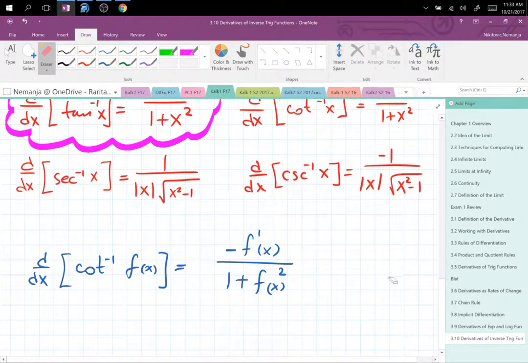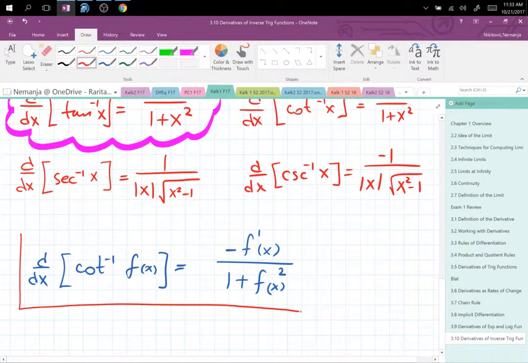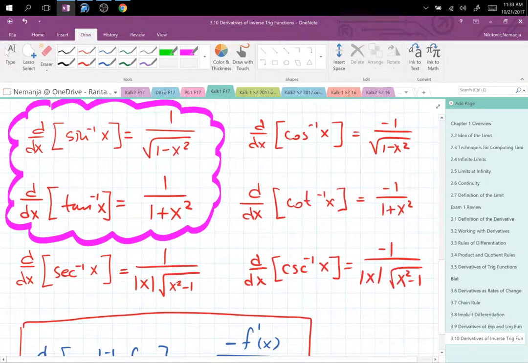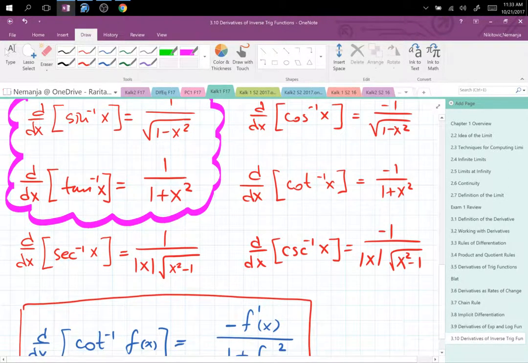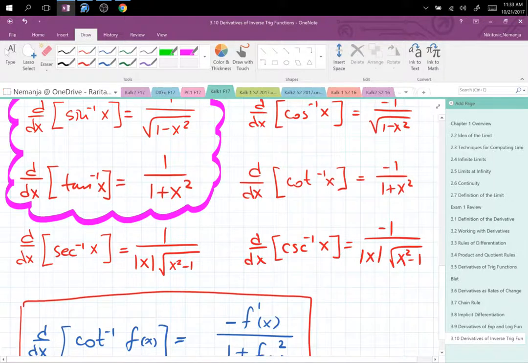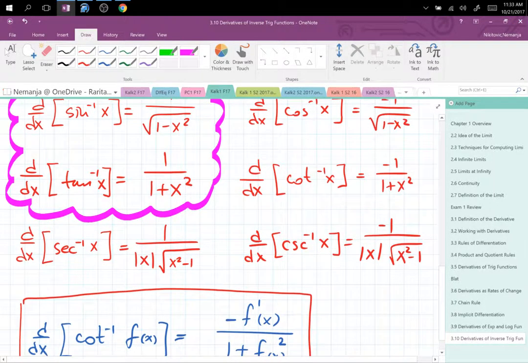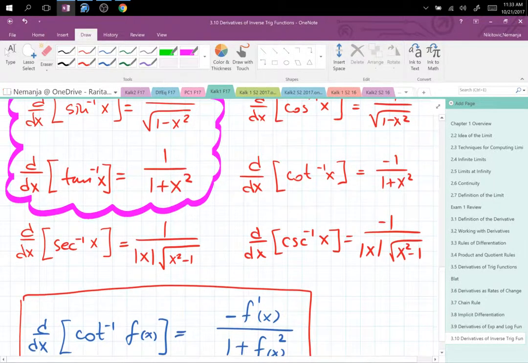So I will encourage you to go and rebrand all 6, using f of x rather than x. And obviously you have to multiply by f prime each one. So each one of these 1s in the numerator will be replaced by f prime, because it has to be times the chain rule of whatever is in there. And then each x is replaced by f of x. So this one would be f of x and f prime on top.